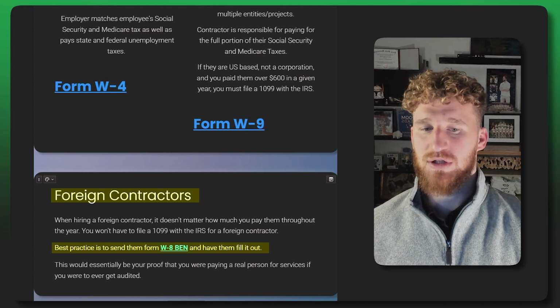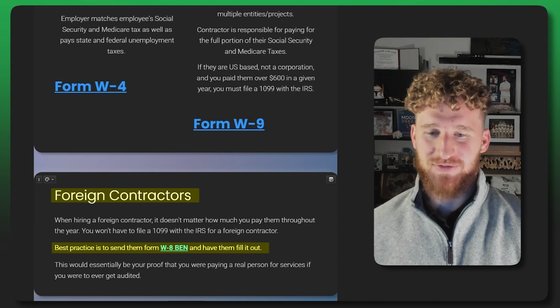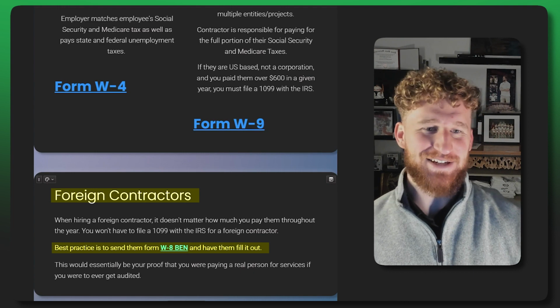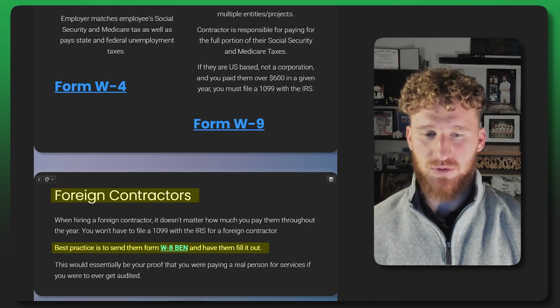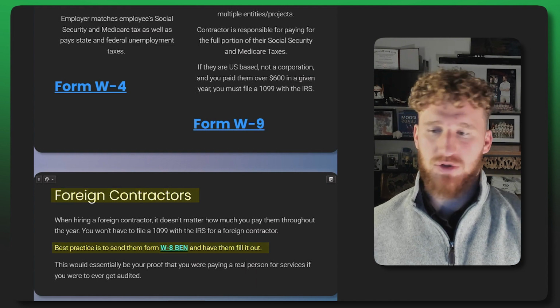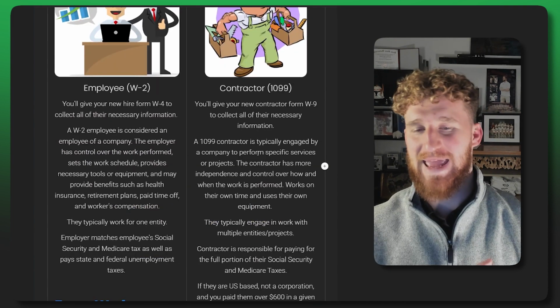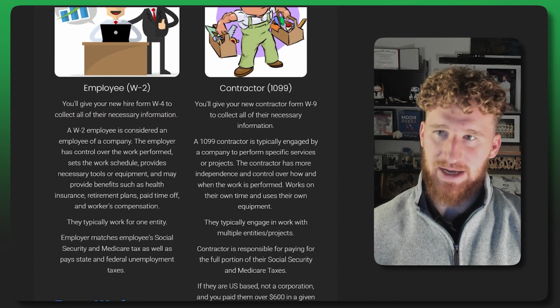And this is just essentially your proof that you were paying a real person for services and not sending it to some offshore bank account to avoid taxes if you were to get audited. So it's really just your proof that you were paying a real person. So those are the differences between a W-2 employee and a 1099 contractor.